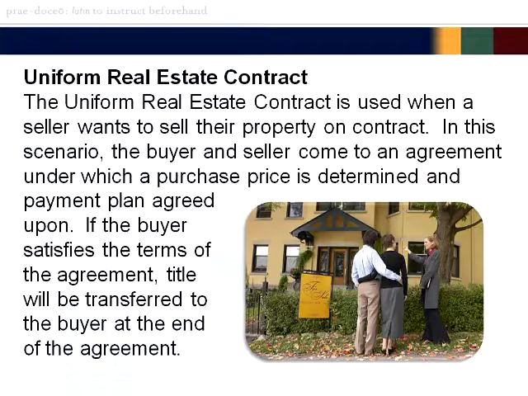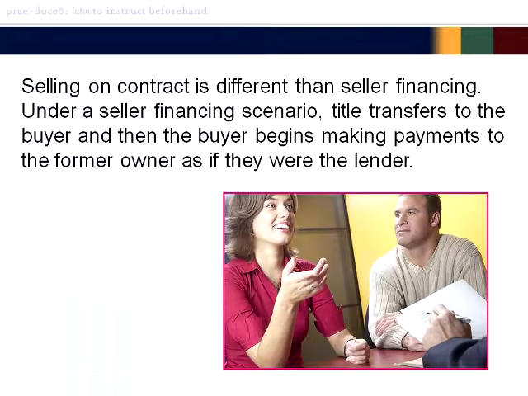Uniform real estate contract. The uniform real estate contract is used when a seller wants to sell their property on contract. In this scenario, the buyer and the seller come to an agreement under which a purchase price is determined and payment plan agreed upon. If the buyer satisfies the terms of the agreement, title will be transferred to the buyer at the end of the agreement. Selling on contract is different than seller financing.